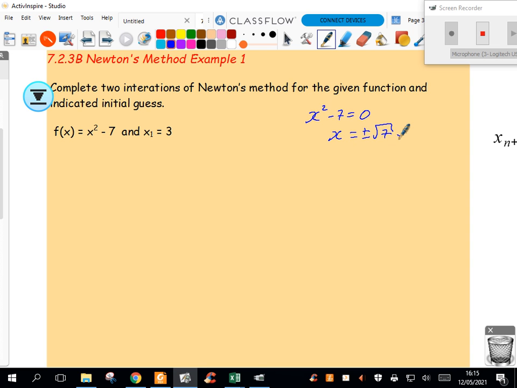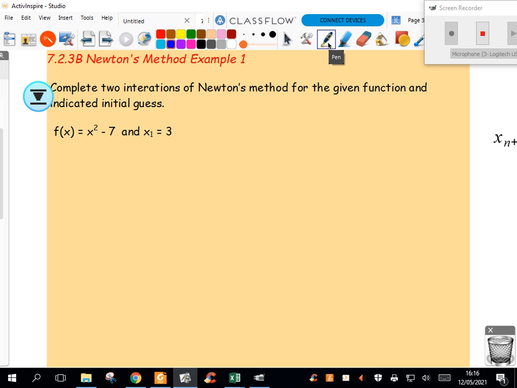Okay, x squared minus 7 equals 0. So that's one thing to bear in mind. That's the actual root. Root 7 is an actual root. Negative root 7 is an actual root. So I want to use Newton's method just to show how it works with a simple function, and then I'll look in the next lesson at a slightly more complicated function.